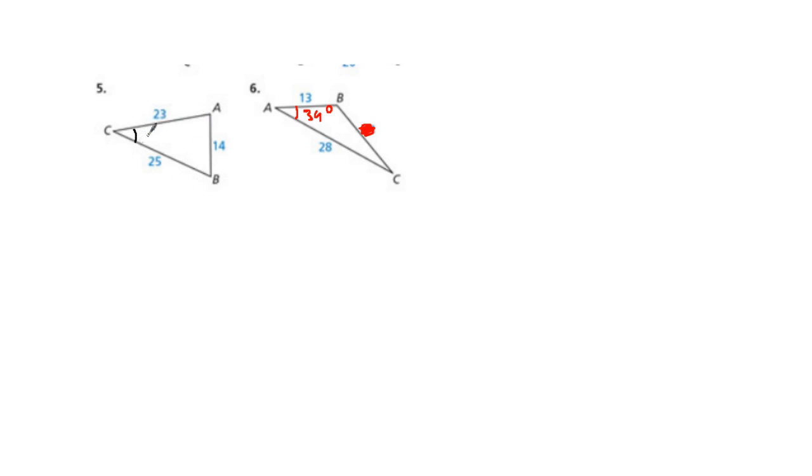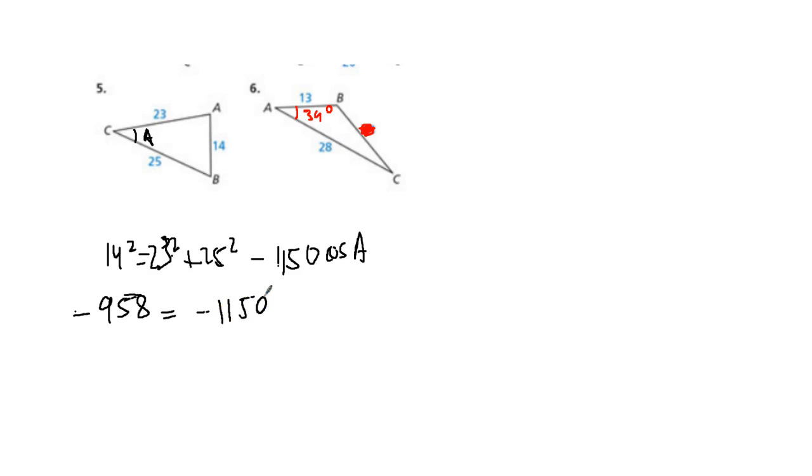Let's say that's A. So in order to get A, we have to do 14 squared equals 23 squared plus 25 squared minus 2 times 23 times 25 times cosine A. 2 times 23 is 46, times 25 is 1150. 23 squared is 529, 25 squared is 625, plus 529 is roughly 1154. 1154 minus 196 gives you 958. So minus 958 equals minus 1150 cosine A.